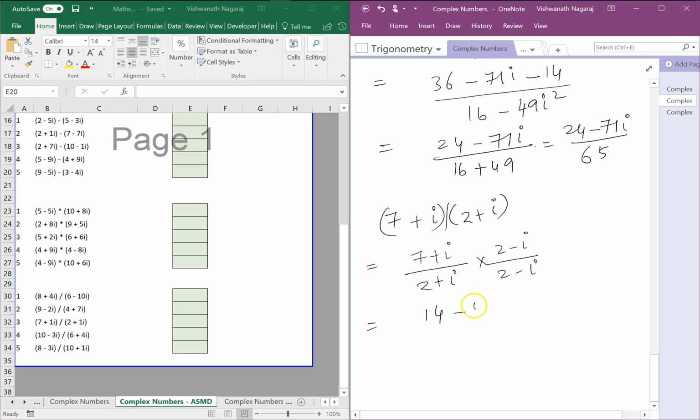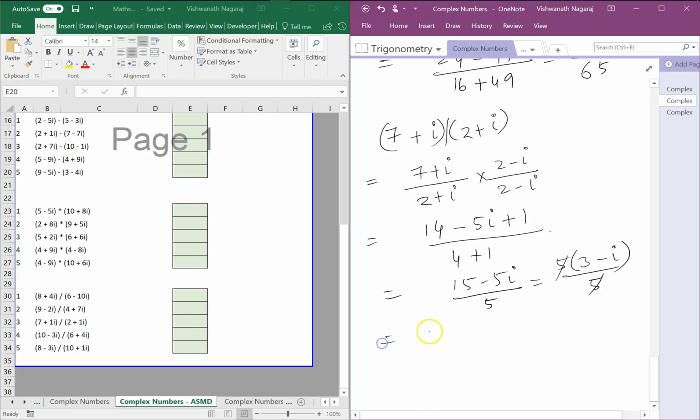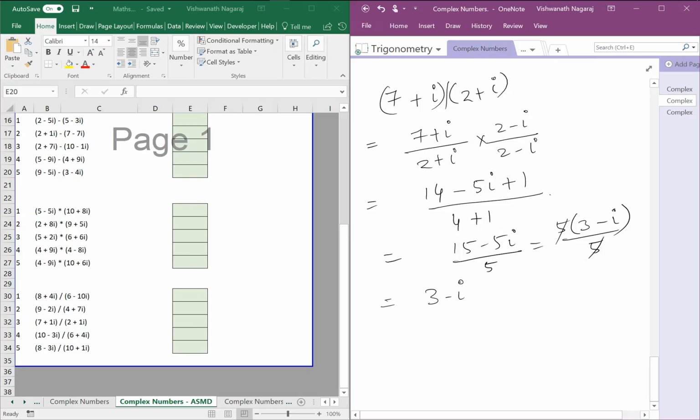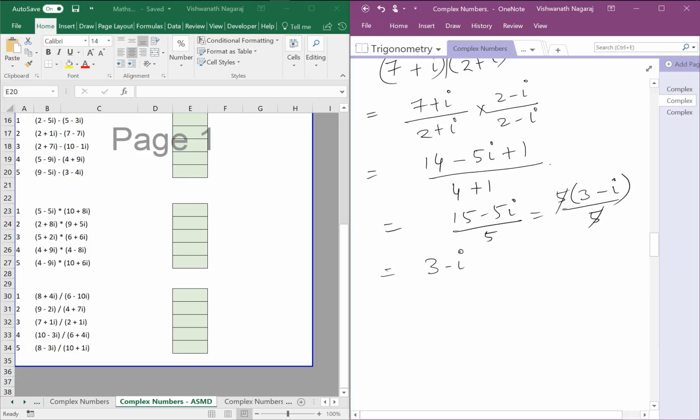Minus 7i plus 2i is minus 5i. And then we have minus i square, which becomes plus 1. This is 4 minus i square. So minus i square means minus 1, minus 1 is plus 1. So 15 minus 5i by 5, which is 5 common, 3 minus i by 5. So the answer is 3 minus i. Okay, but remember, if you skip steps like this, the chances of you making normal arithmetic mistakes is high.